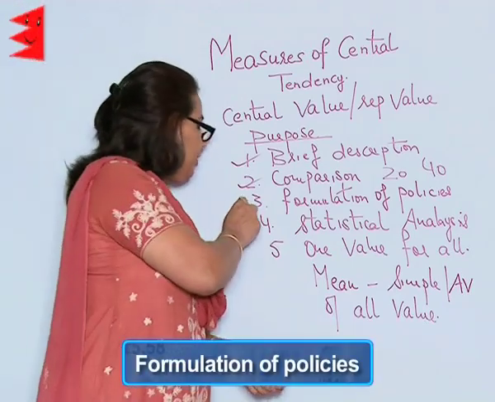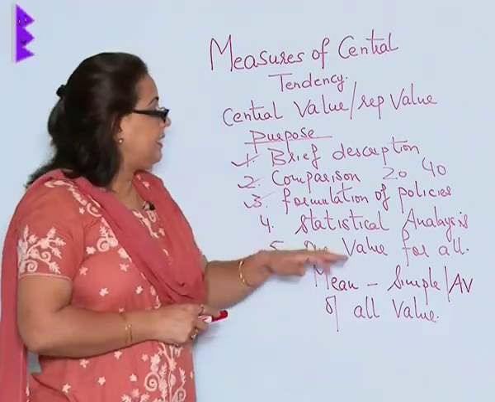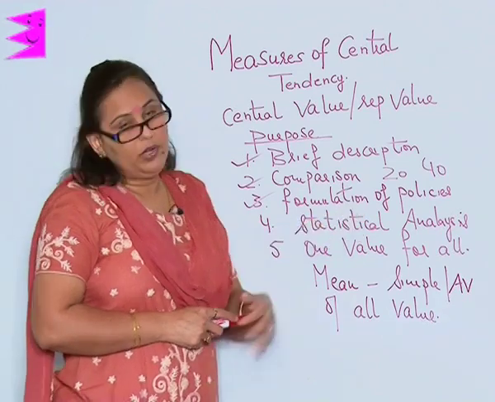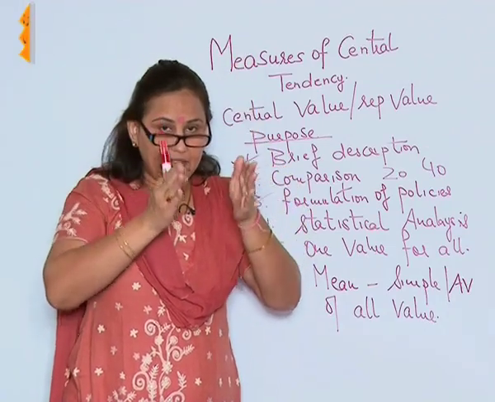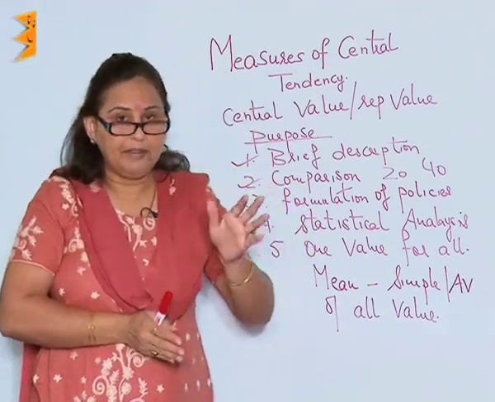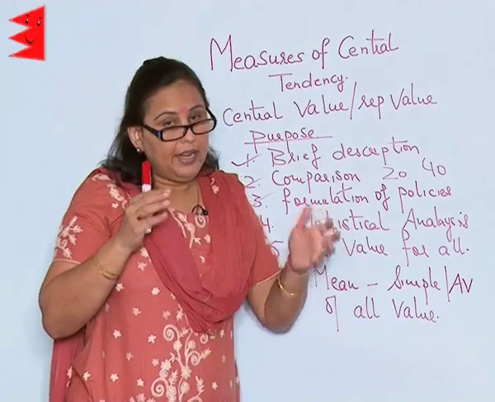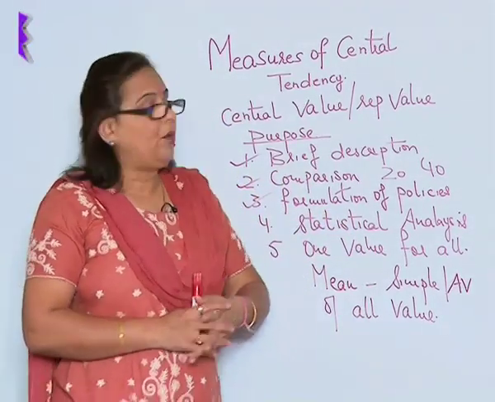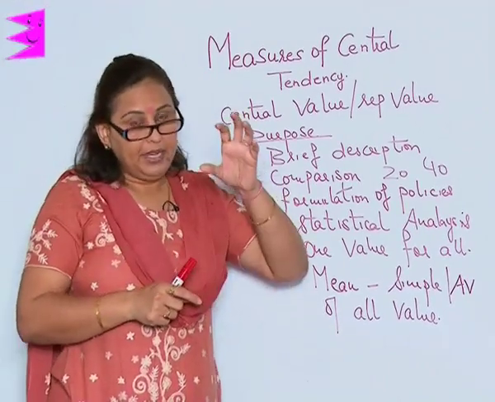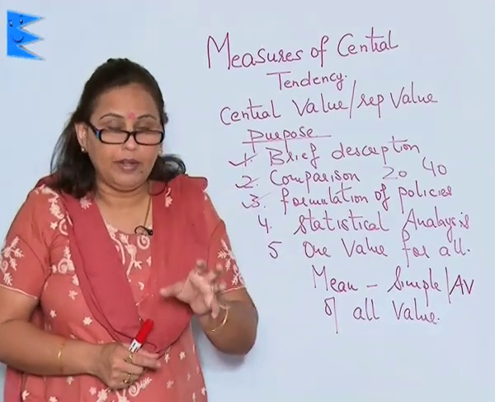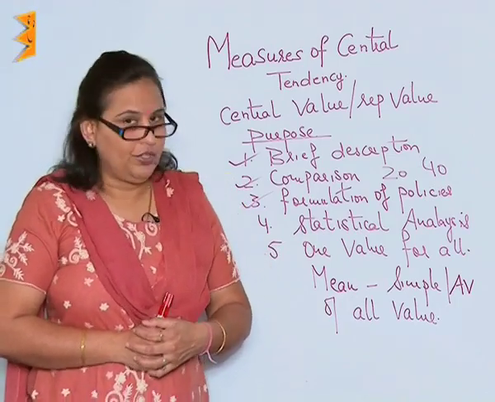Third is for the formulation of policies. When we have the central value, that is the time we will be able to formulate our policies on that basis. For example, if I see that the average marks of the students in maths is less and in, say, English is more, then it is very easy for me to make policies in such a manner that more importance is given to the subjects wherein they have scored less. Thus, it is essential for the formulation of policies for future use.